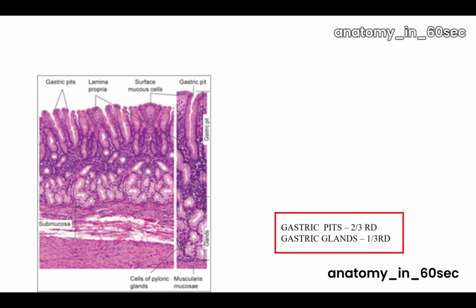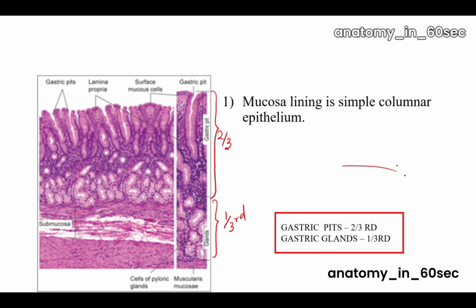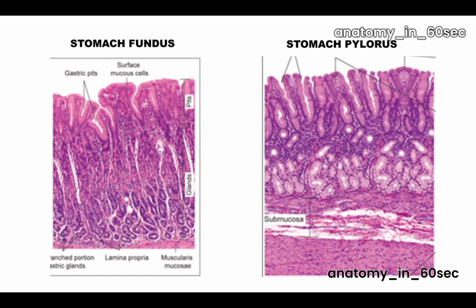So fundusக்கு exact opposite தான் pylorus. So the gastric pit நீங்கள் பார்த்திருப்பீங்க, it is 2/3 and gastric glands it is 1/3. So identification points for stomach pylorus are mucosa lining is simple columnar epithelium and deep gastric pits are present. So this is the difference between fundus and pylorus. ஏதாவது ஒன்று படிச்சுக்கோங்க. So fundusல pits 1/3 இருந்துச்சுன்னா glands வந்து 2/3 இருக்கும். So அதுக்கு exactly opposite தான் pylorus. Pits 2/3 இருந்தால் glands வந்து 1/3 தான் இருக்கும்.